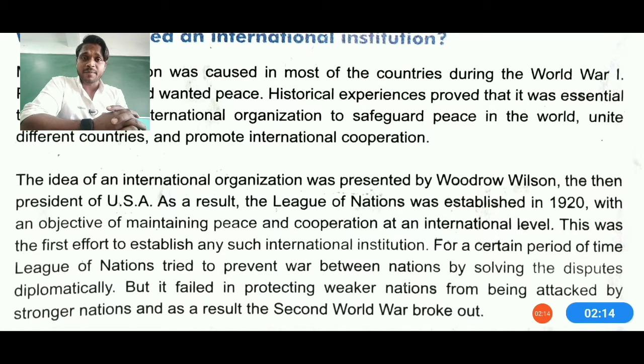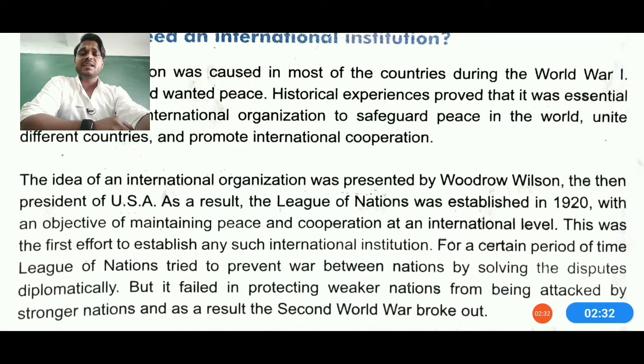If you don't know the meaning of armament, it means that nations after World War I were trying to compete with each other to make more and more weapons. So the League of Nations said they should come closer in a peaceful manner, and that was the first effort to establish such an international institute for a certain period of time. The League of Nations also tried to prevent world war, but it broke into dispute diplomatically. That's how the League failed at the time.